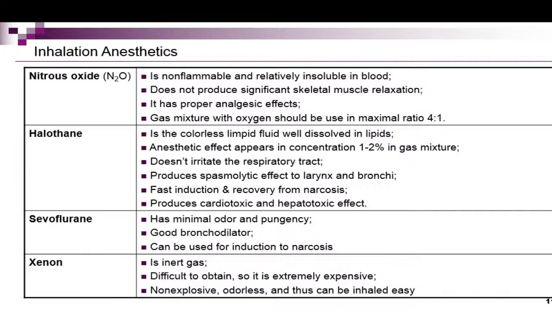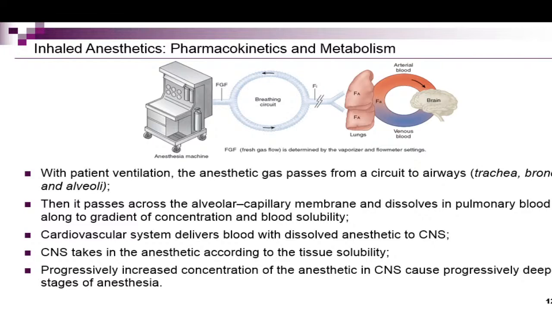And last example is xenon. It is an inert gas, very expensive, but very tolerant to patients' physiological system. Difficult to obtain, so it's extremely expensive, but non-explosive, odorless, and thus can be inhaled easily with machines for narcosis. Mechanism of action.